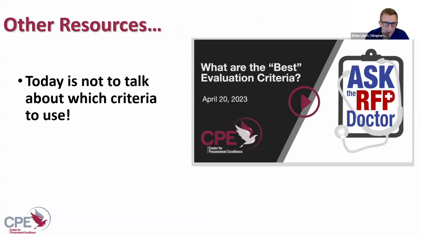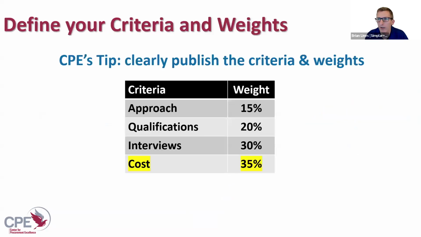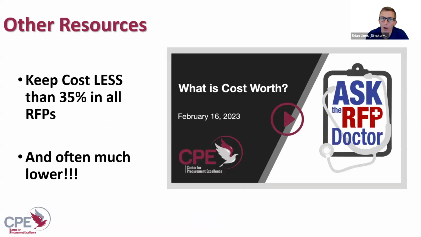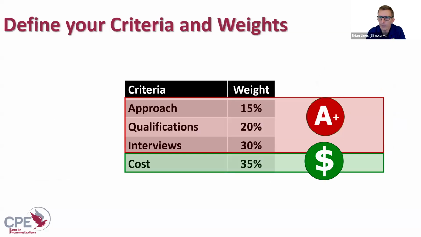Again, we're not talking about which criteria are the best today. We do have some prior videos on criteria we do recommend, but that's beyond the point here. Another thing that we recommend, by the way, is that your cost evaluation should never be worth more than 35% or a third of the evaluation. If you want reasoning for why you should keep costs lower than 35%, go check out that prior video from last year on why cost should be worth less, and often substantially less than 35%. But again, beyond our point for today.